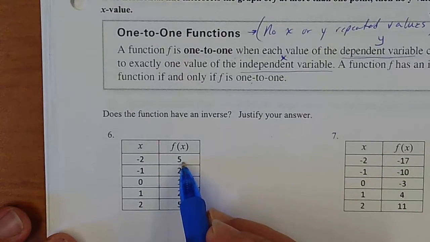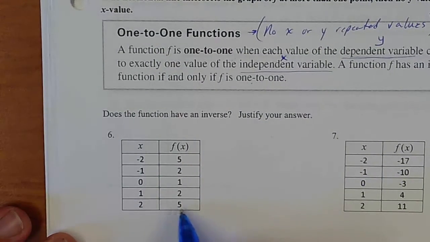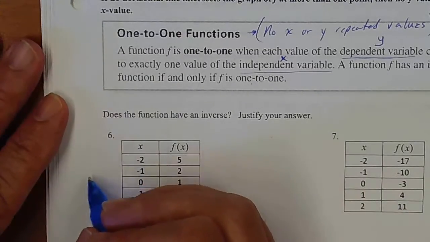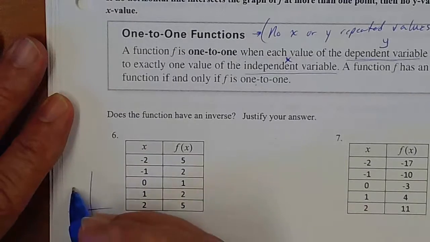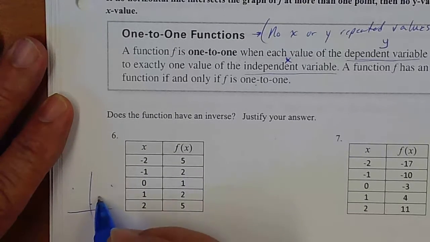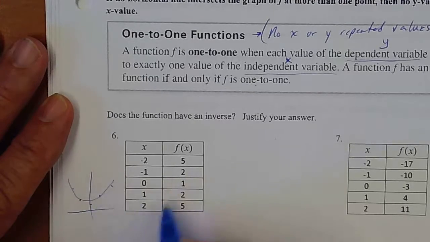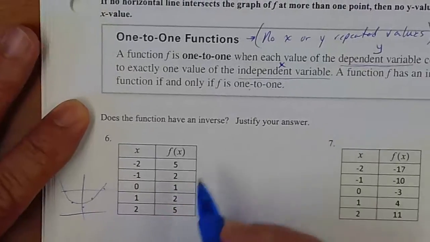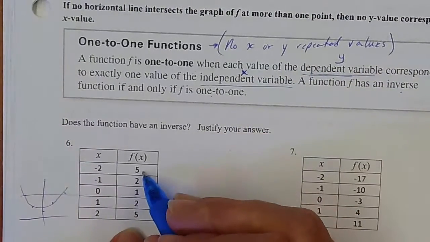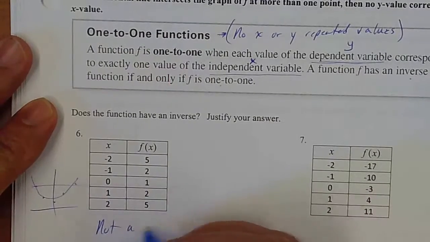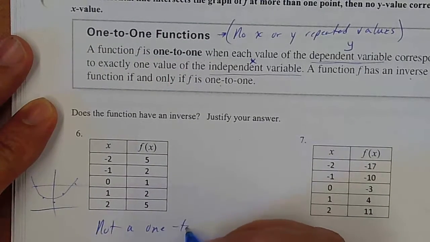Well, I do right here, (-2, 5) and (2, 5). You could plot these points. If I plotted these points, (-2, 5), (2, 5), and (0, 1), basically we have a parabola. It's going to kind of look like this. And it doesn't pass the horizontal line test, but you don't necessarily have to do that. If you can just remember, if I have repeated y values, it's not going to work. So this is not a 1 to 1 function.